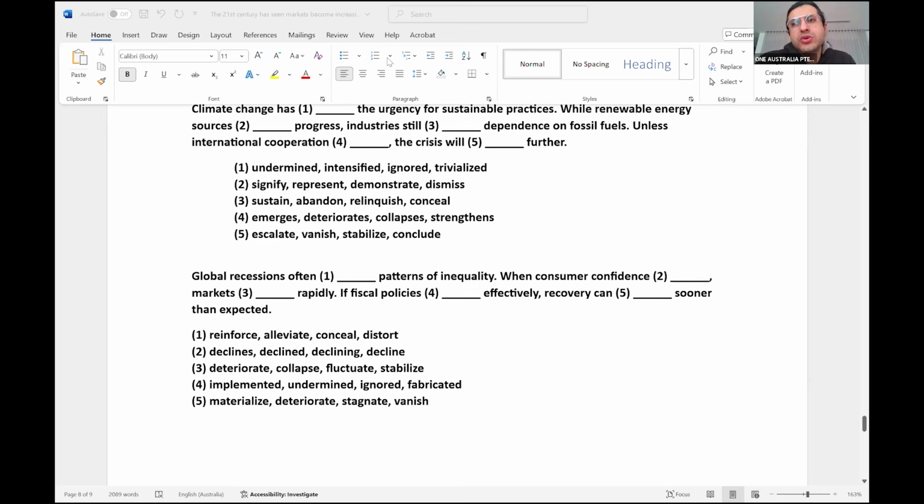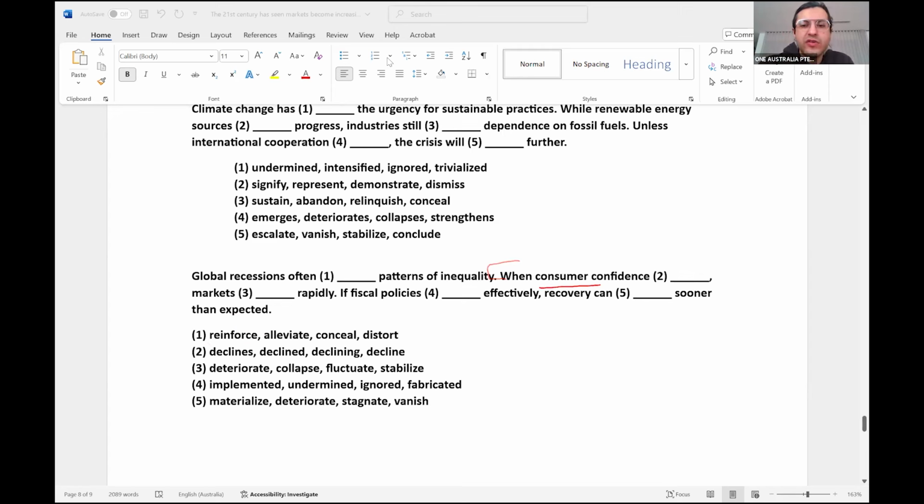Alleviate means to reduce the pain. For example, to alleviate the pain, you apply a band-aid on your wound. So that is, for example, the meaning of alleviate. So the correct option is reinforce, means makes us believe even more. Reinforce the belief. Okay, let's continue.